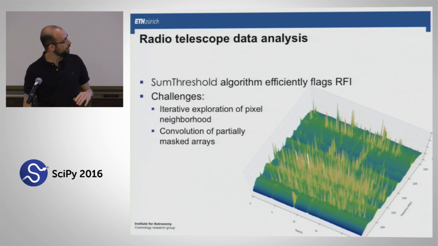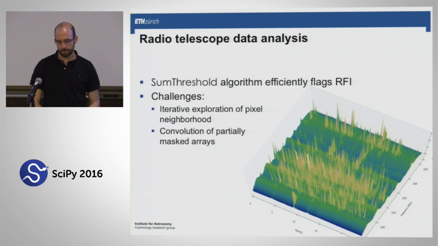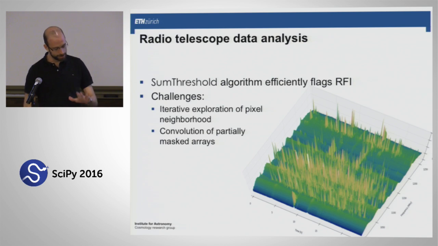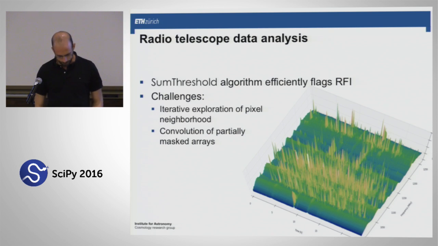Another thing is the algorithm requires us to do a convolution of this plane with a certain kernel, and since we are masking part of the signal, we have an array with masks, and it's going to be hard to do this convolution in Fourier space, so we do it in real space. And again, that means that we have a lot of loops. So the challenge here with the radio data analysis is the iterative algorithms that we're using, that Python is going to be intrinsically slow with.